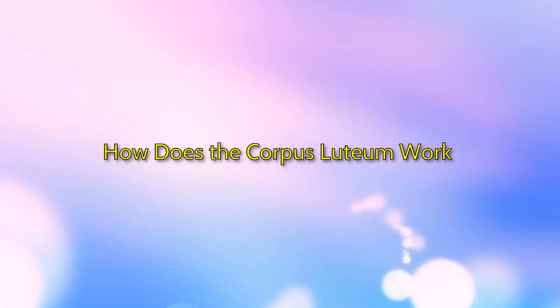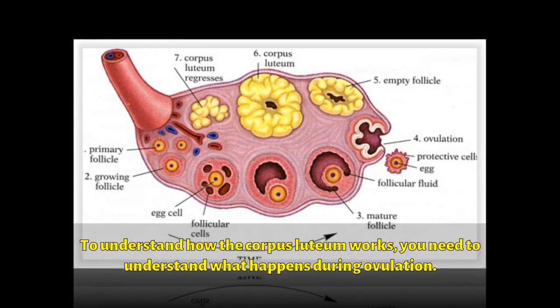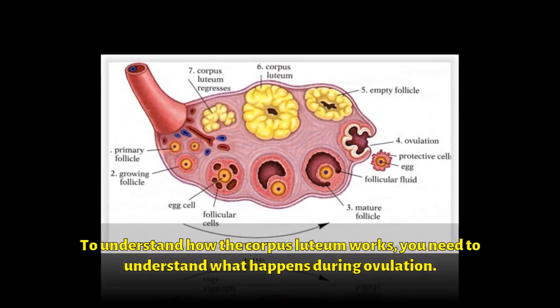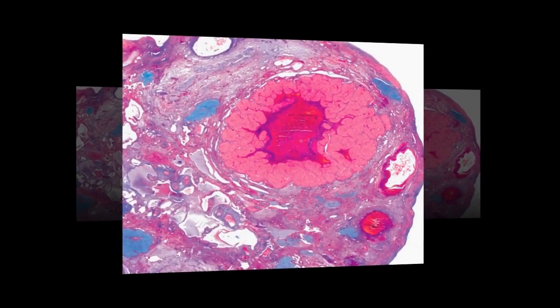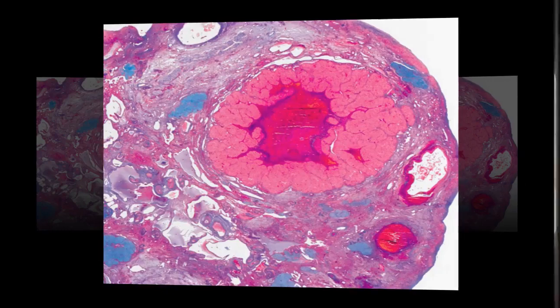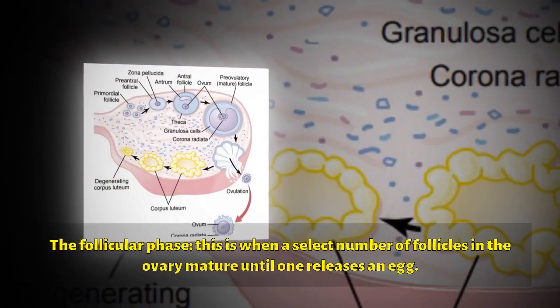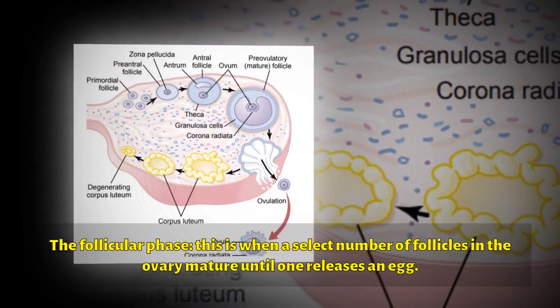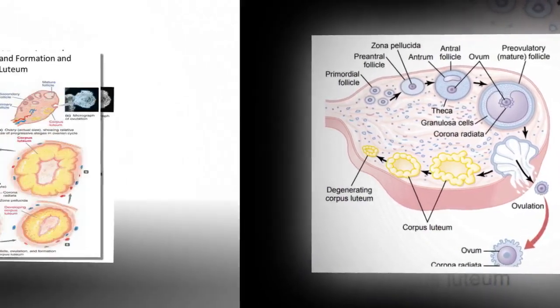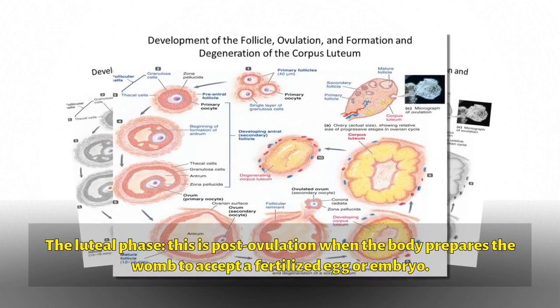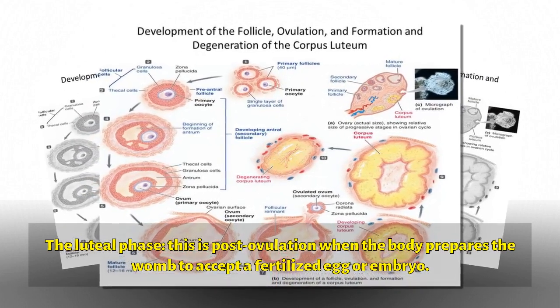How does the corpus luteum work? To understand how the corpus luteum works, you need to understand what happens during ovulation. There are two primary phases of the menstrual cycle. The follicular phase. This is when a select number of follicles in the ovary mature until one releases an egg. The luteal phase. This is post-ovulation when the body prepares the womb to accept a fertilized egg or embryo.